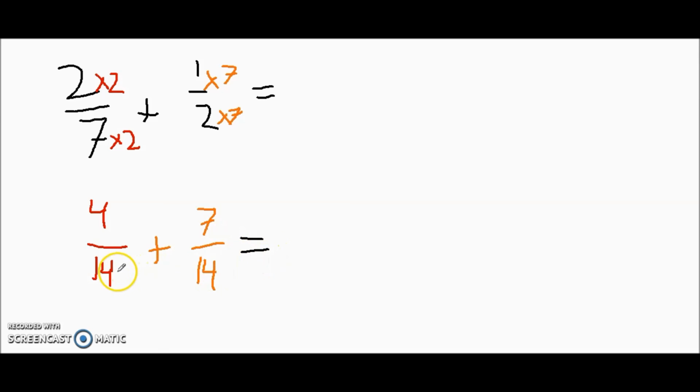So equals, and since the denominators are the same, we know in the final answer the denominator will be the same, so 14. And then we look at the numerator, so we add the 4 plus the 7, that's going to be 11. There we go. That's my little intro into adding fractions.